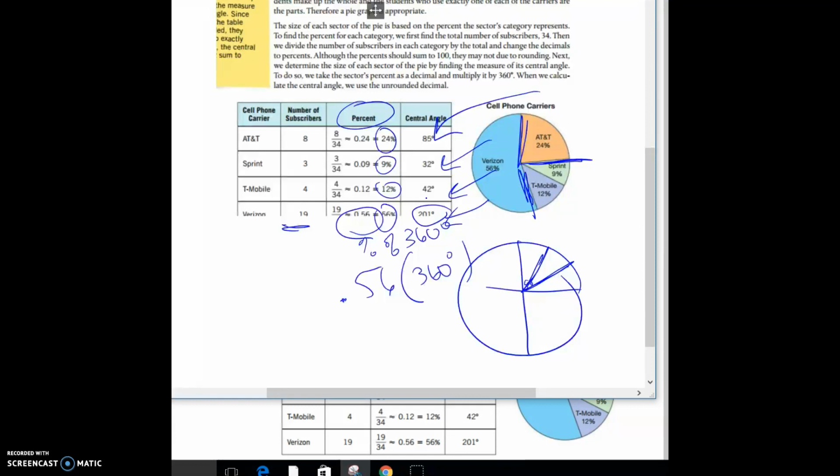All right, so then you're going to label each with the label of the category, and don't put the degrees, put the percent. And then you need a title, and then you're good to go. So there's directions on the top of page 67, but what I want you to do is try problem number 5 on your own and see how that goes.